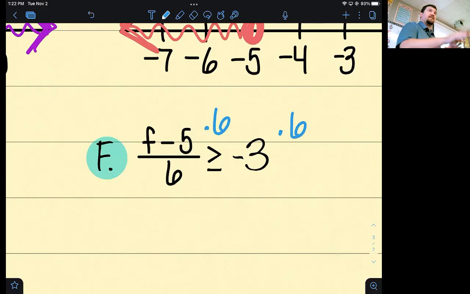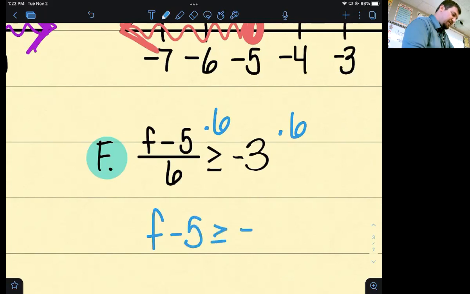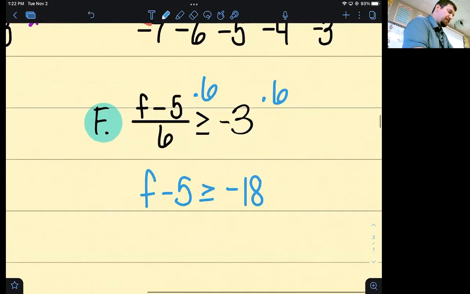Now, this is where we have to be careful, because we're not to that bottom step of our instructions where we have to solve for X and then flip the sign. But since Garrett just multiplied both sides by a number, even if we do that at the beginning, there's still a chance we have to flip the sign. Now, since Garrett multiplied by +6, we will not have to flip the sign, right? Okay, so Garrett, what is -18 times 6? What is -3 times 6? So we get F minus 5 is greater than or equal to -18.